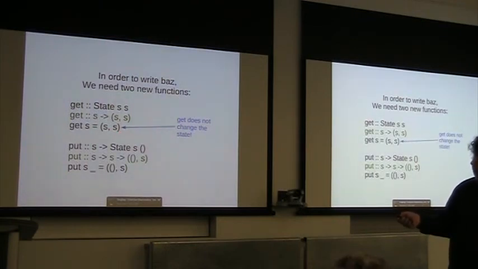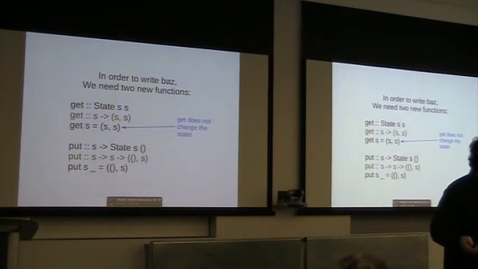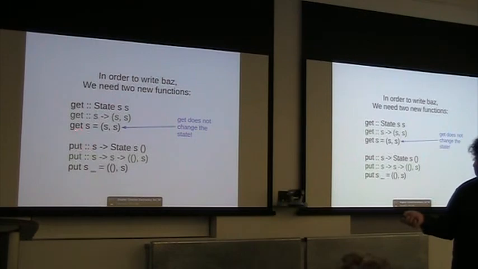Get does not change the state. It just returns the current state. So here, get is a value. Once we expand out the type, it's s to a tuple of s and s. So it just goes from s to a tuple of s and s, allowing us to do bind.